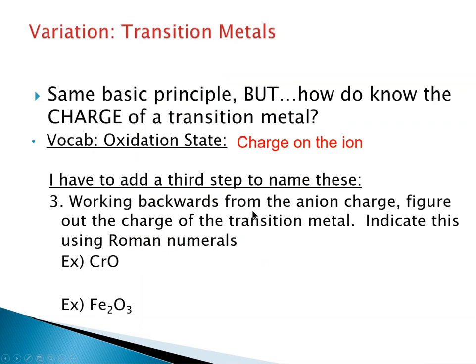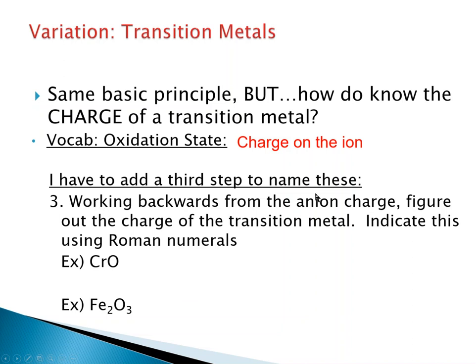Very good, very good. All right, so when we're naming, sometimes we're going to have transition metals. Well, in order to write the name for a binary ionic compound containing a transition metal, we need to put a Roman numeral in the name to say what the charge is. So when we look at these compounds, we have to work backwards from the negative charge. So for the nonmetals, the negative charge for the ions will always be the same. But for certain metals, it can change.